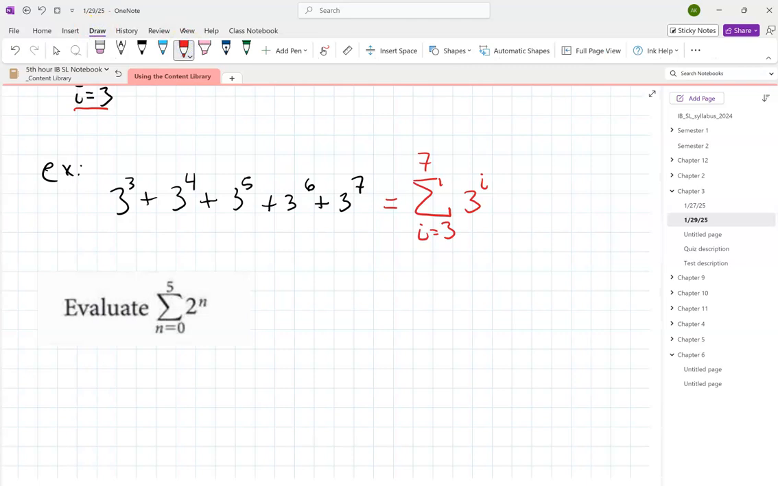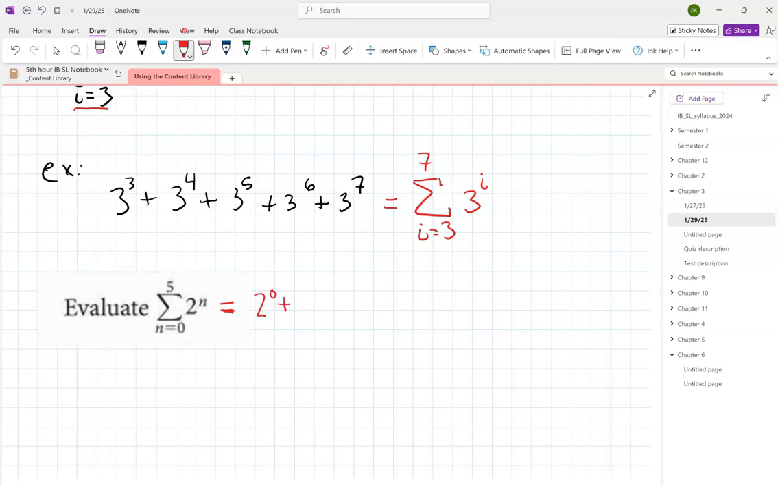So here it says evaluate. What is that going to mean that we need to do? We want to expand it, and then we have to do the actual addition to get a number. So this answer is just going to be a single number, right? Okay, so let's write the expanded form first. Where do we start at?